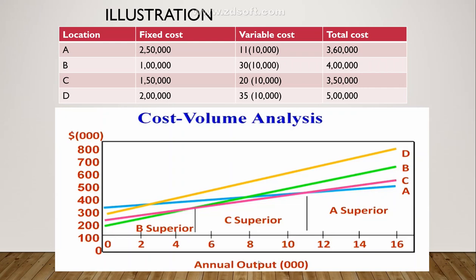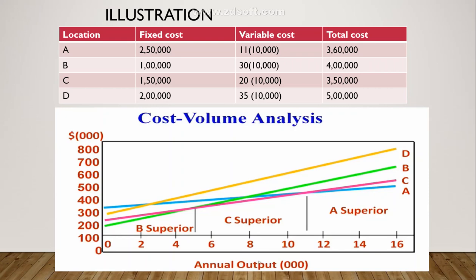So when we multiply variable cost per unit by 10,000, we have 1 lakh 10,000. Total cost is always the fixed cost plus variable cost. This is the total cost which we are going to incur, the amount to be invested in the manufacturing unit if we select this location. The total cost is 3,60,000. This is with respect to location A.